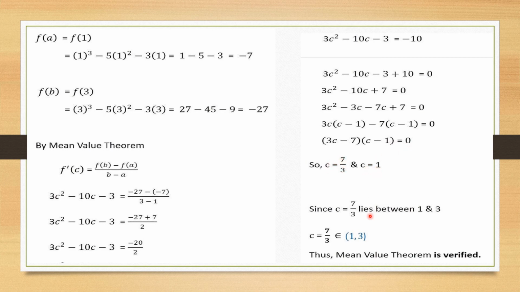Now see, I have to take the value which is lying in the open interval (1, 3). You find that 1 is not lying in the open interval (1, 3), but 7/3 is lying in the open interval (1, 3). So this mean value theorem is verified for the value c equal to 7/3.